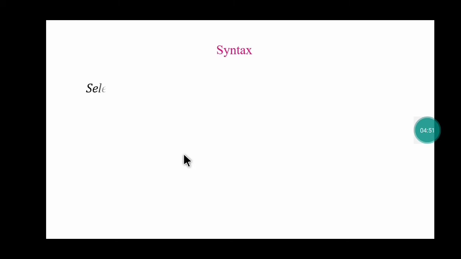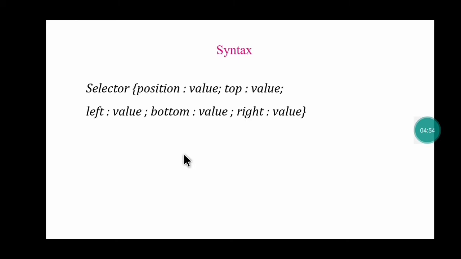Let's see the syntax of CSS positioning. Before you place any elements, you must learn the syntax. Syntax means what? Grammar. The grammar will tell you where you are going to put exactly that value. Here, first you are going to use the selector. In this selector, what has to be used? Position and then the value. Then top, again you use a value. Then left, again a value. Bottom, value, and right, value. This is the syntax. This is the grammar. When you write an HTML program, you are going to use this syntax.